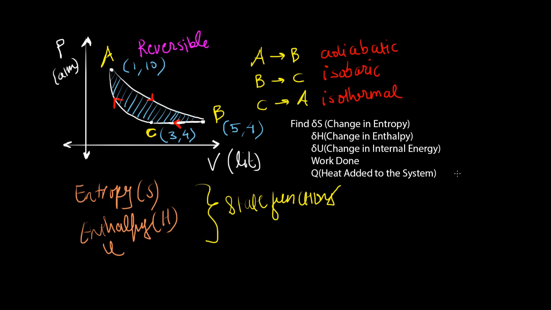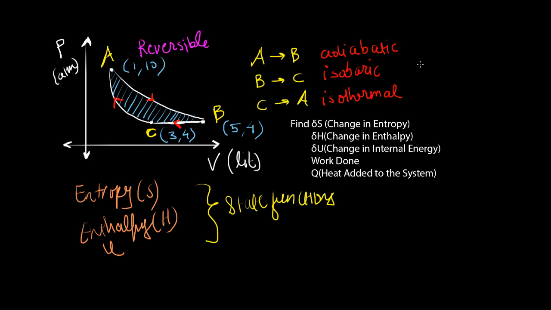and this implies that the values of these functions or properties of a system will only depend on the initial and final position on the graph here, which means that if I were to go from A to B, the change in enthalpy or entropy or internal energy would be the same if I went from A to B like this, or some crazy pattern like this, and I come to B finally. The change in entropy, enthalpy, and internal energy would be the same, and that is because they are state functions.